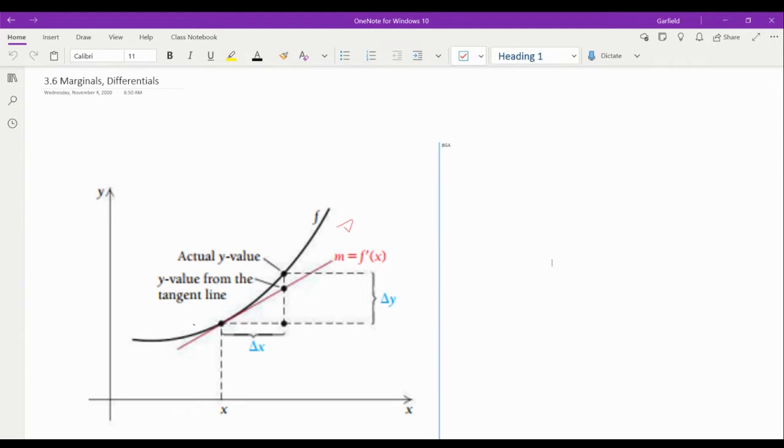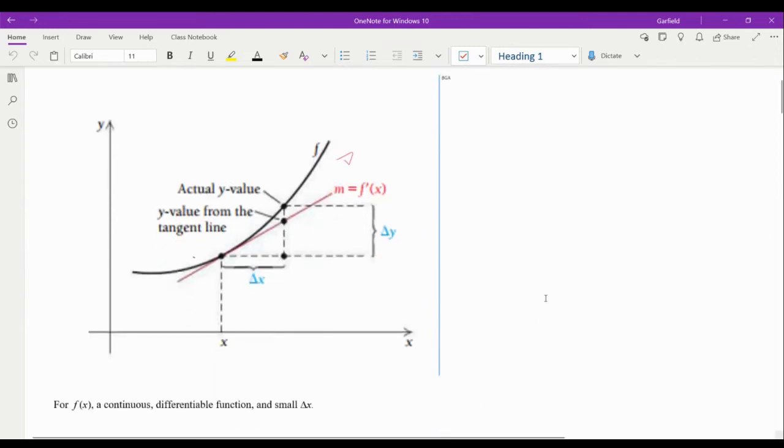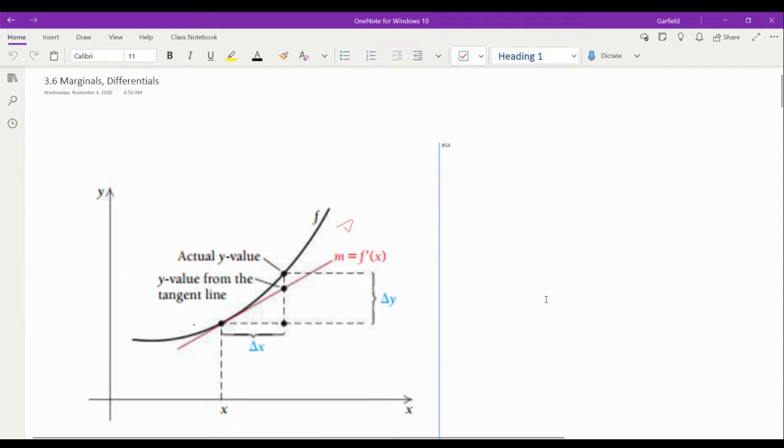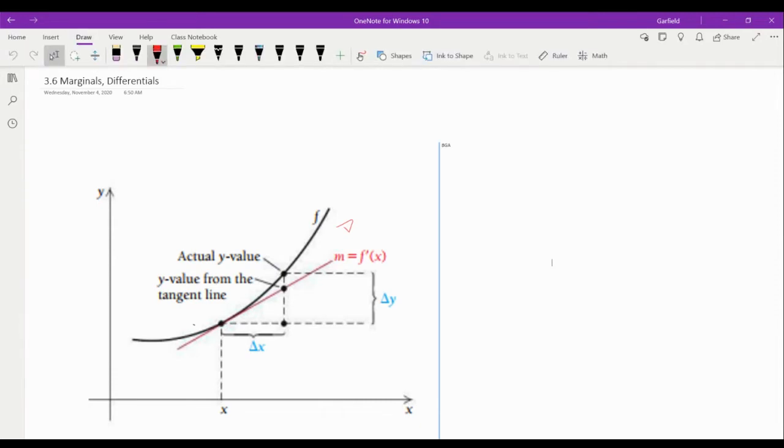All right, so here, the 3.6, we're talking about marginals and differentials. And we'll talk more about the differential first before we talk about marginals. So we have seen this before. We have a curve and we have a tangent line in red. So nothing new, we've been working on that. And the point of tangency is right here at the x value. That's where we have the point of tangency.